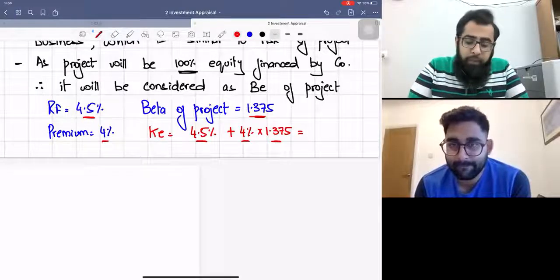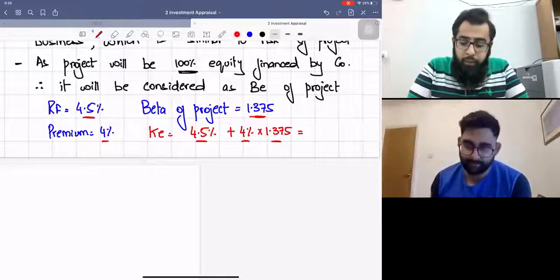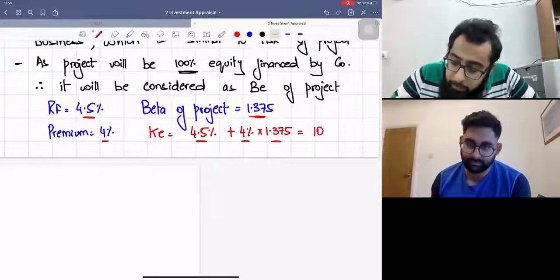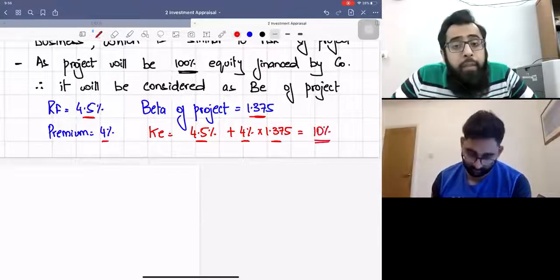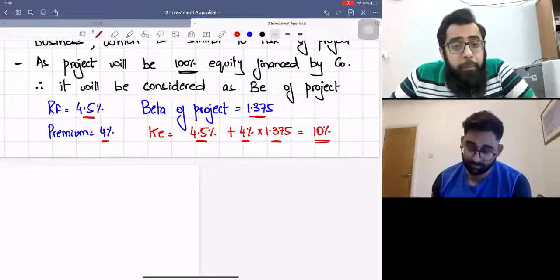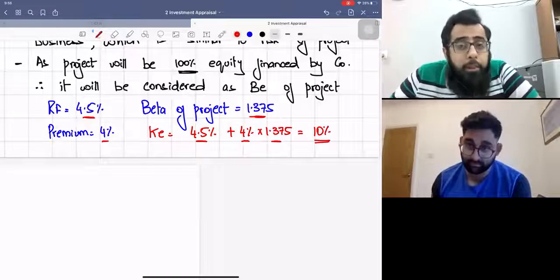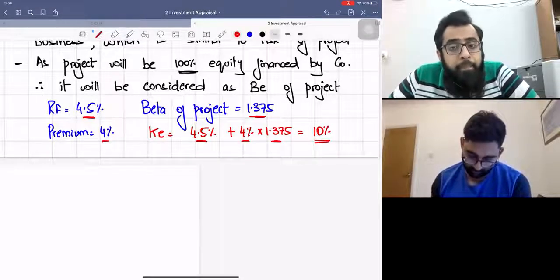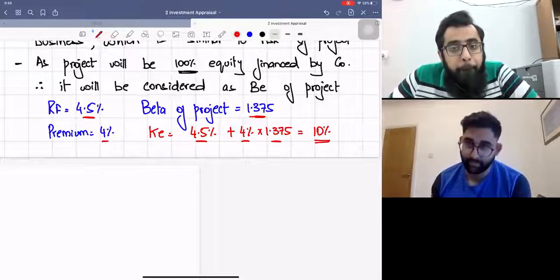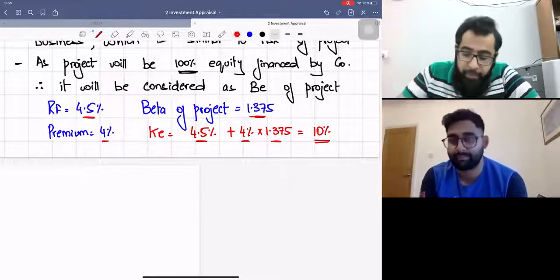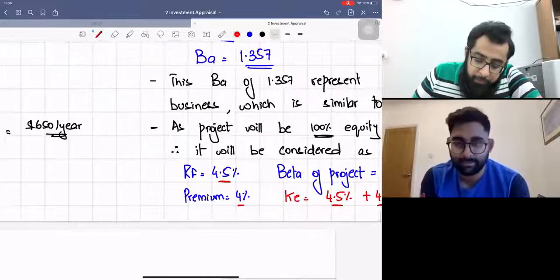So 4.5 plus 4 into 1.375. So 10% is the rate which should be demanded from the project at 100% equity financing. Okay. So through this, we will calculate the base case NPV.